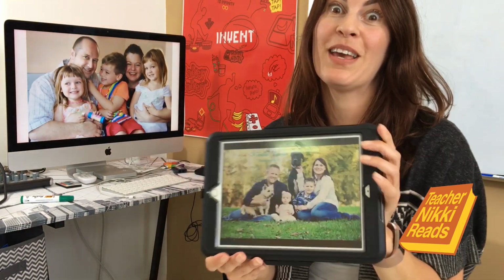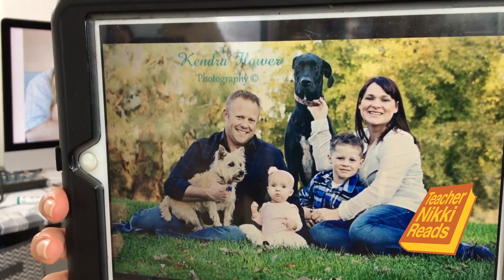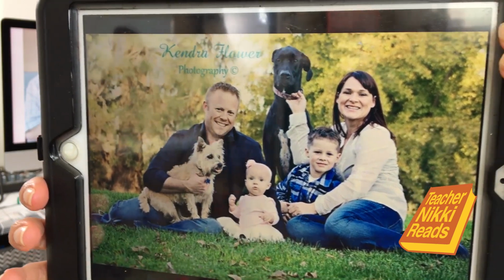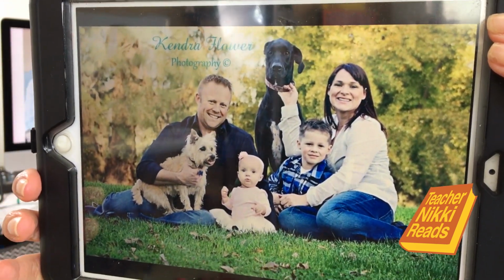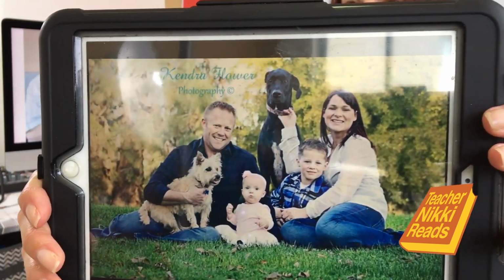Oh, and I like this family photo because they have pets. I see two dogs. And our pets are part of our family. Do you have a pet? Maybe you have a cat or a dog or a fish or a hamster. I don't know, maybe no pets yet. But it's always fun to look at the different families.